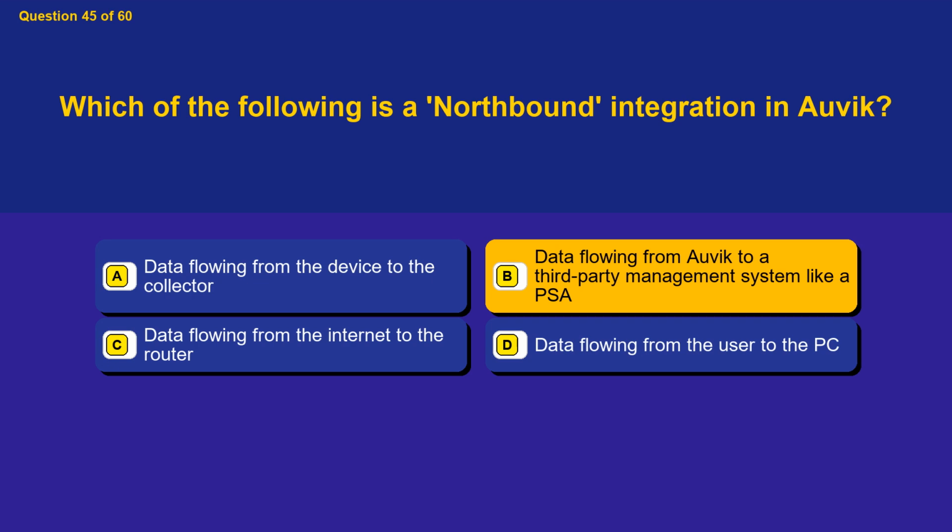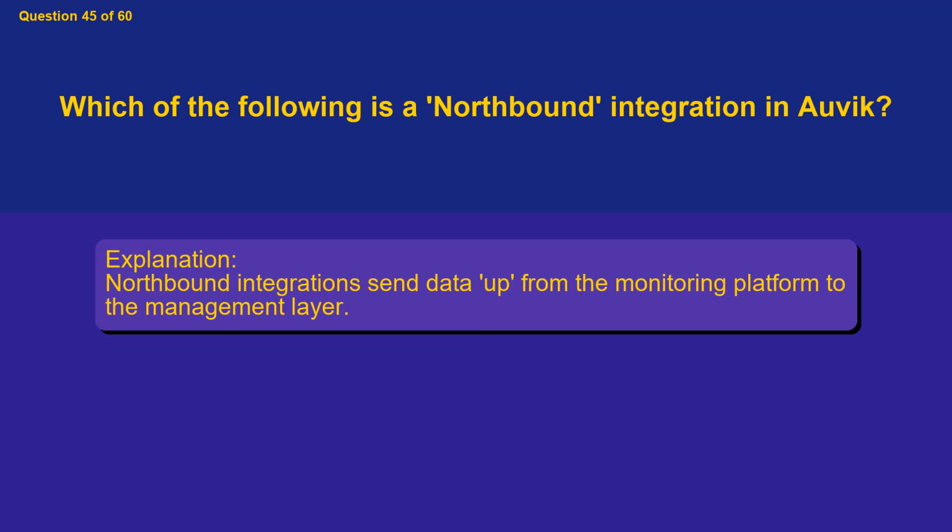The correct answer is option B. Data flowing from Auvik to a third-party management system like a PSA. Northbound integrations send data up from the monitoring platform to the management layer.